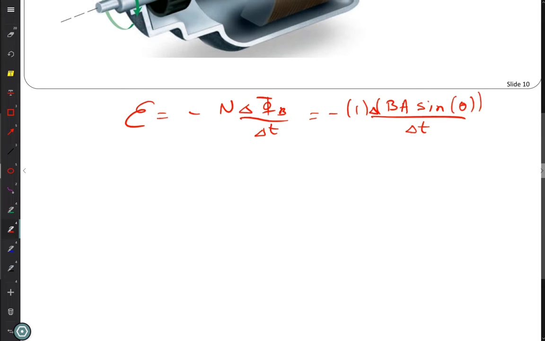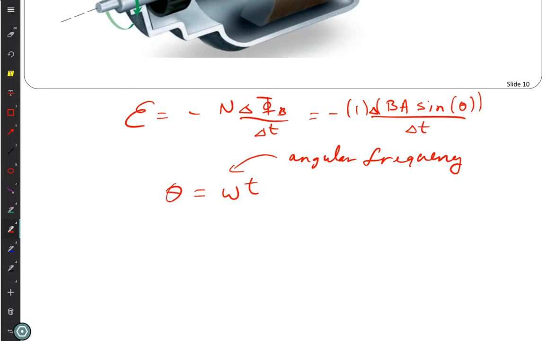Anyway, let us assume that we're not working with something that's so iffy, so that we have a very constant rate. We can say theta is equal to omega t, where omega is our angular frequency. And for our power that's here, we have a frequency of 60 hertz. And so omega is 2 pi f, so 2 pi times 60 hertz.